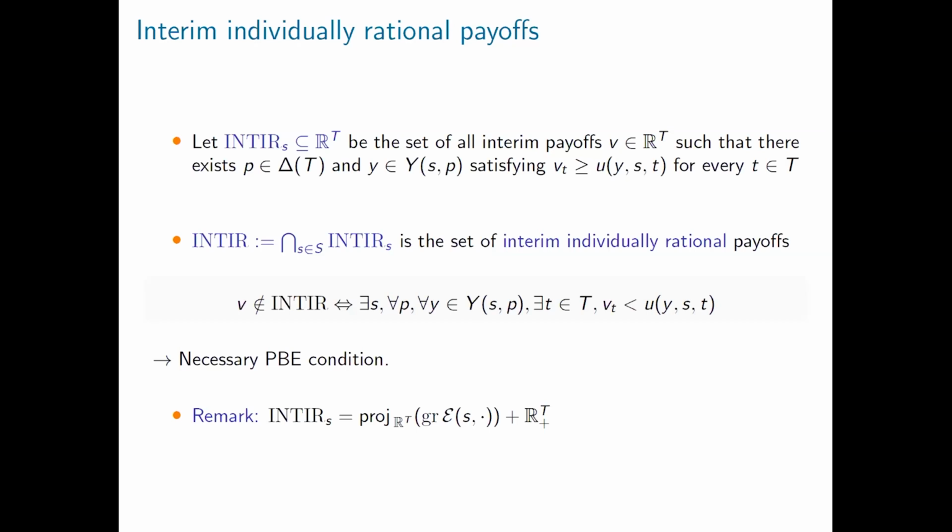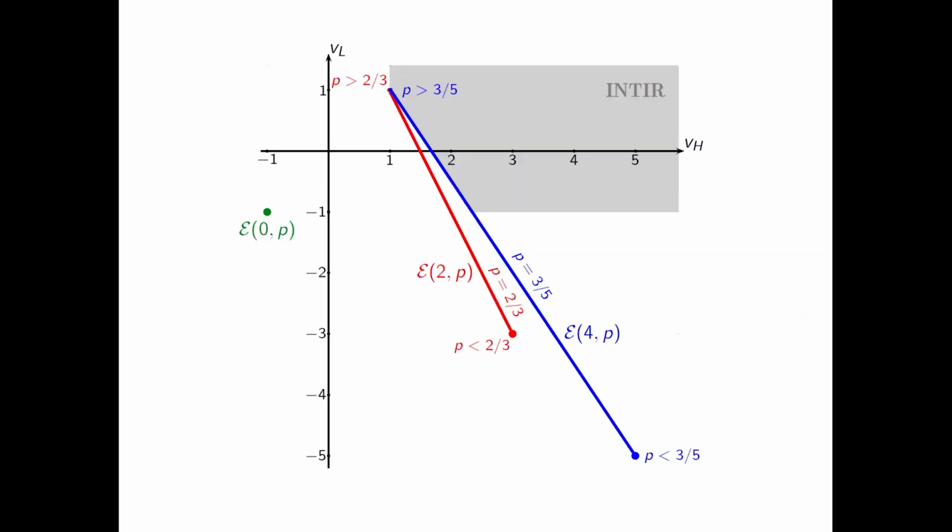So let's not read the details of the formula for the set of interim individually rational payoffs, but just look at the thing which is in the box here. V is not interim individually rational if there is a signal such that no matter what is your belief and no matter what is your optimal action, there is always one of my types that prefers to deviate to that signal. And that is a necessary equilibrium condition, obviously. All right, so this is what this set looks like on the example. Basically, that's everything that's in the upper right corner of those colored elements. So everything should be in the upper right corner above the green point. Everything should be in the upper right corner above the blue curve, and that's where you get this gray set. Okay? All right.